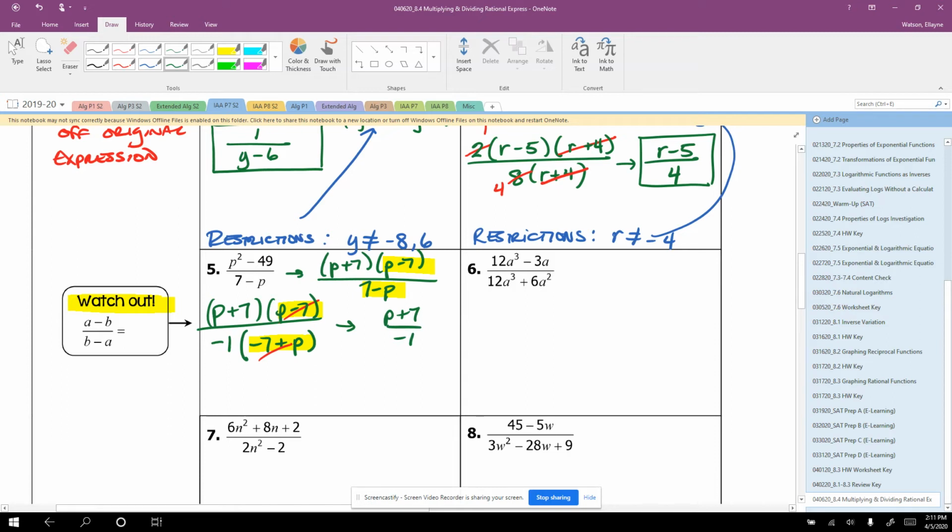Now, most of you are going to change that, and I would change it as well. You can write it like this, or you can write it like this. I'm going to write it like this. So what does that mean? a minus b divided by b minus a ended up being just negative 1. So we'll go ahead and write that over here because that might come up again later. Now your restrictions: p cannot equal, look up here again, p cannot equal 7. Okay, let's go flip to the next page.